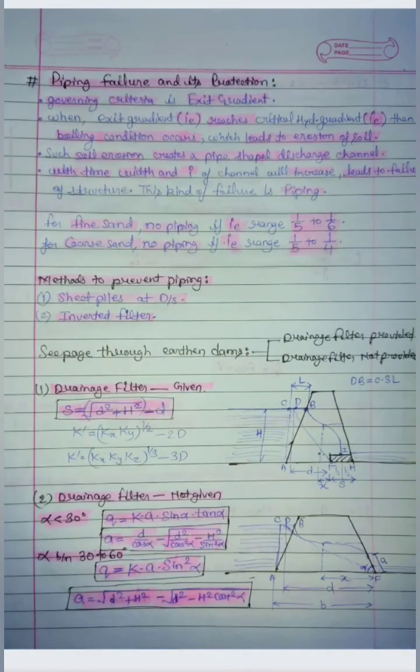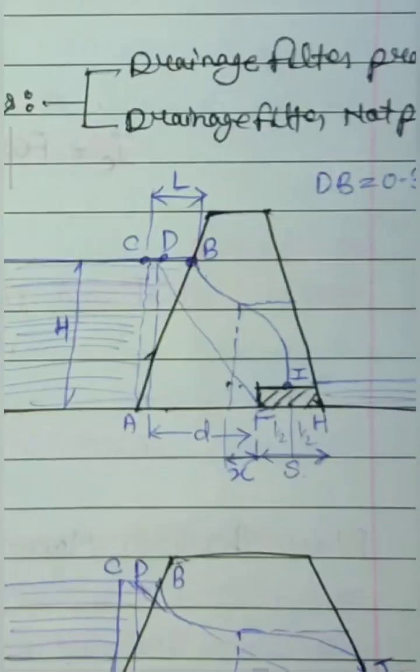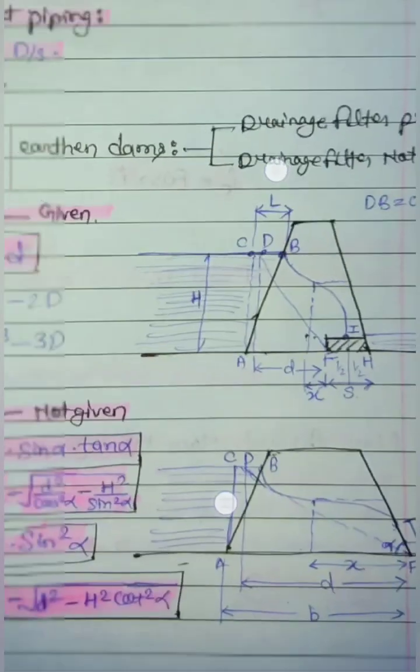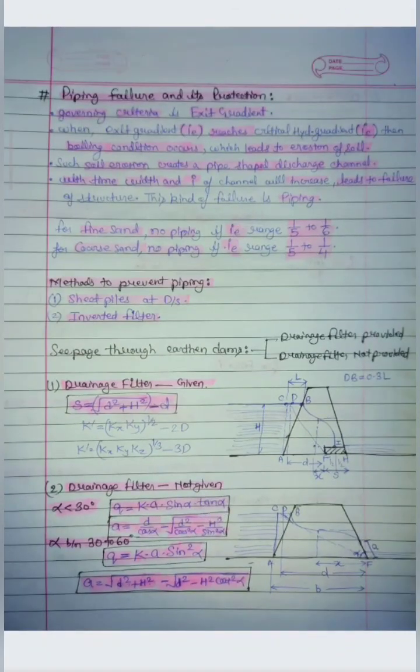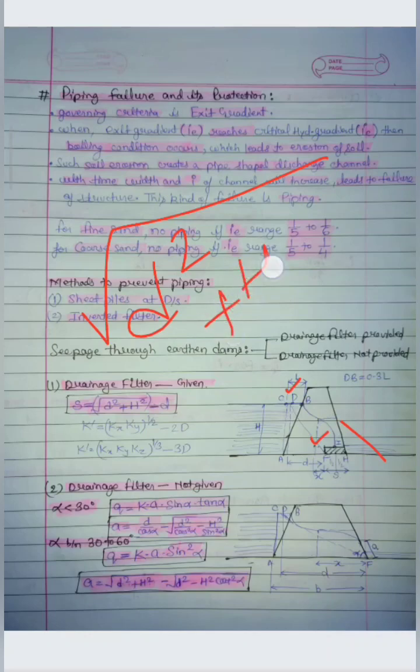In this condition, the length of the seepage filter that we have to give is S. So we can compute the length of the seepage filter as S is equal to, in bracket, under root D square plus H square, minus D. Now what is this D? D is the distance of the point D from the point F. So the distance between the F and the D point is called D. H is the total head at the upstream side. So this will give us the length of the seepage filter that we should provide to prevent the piping.